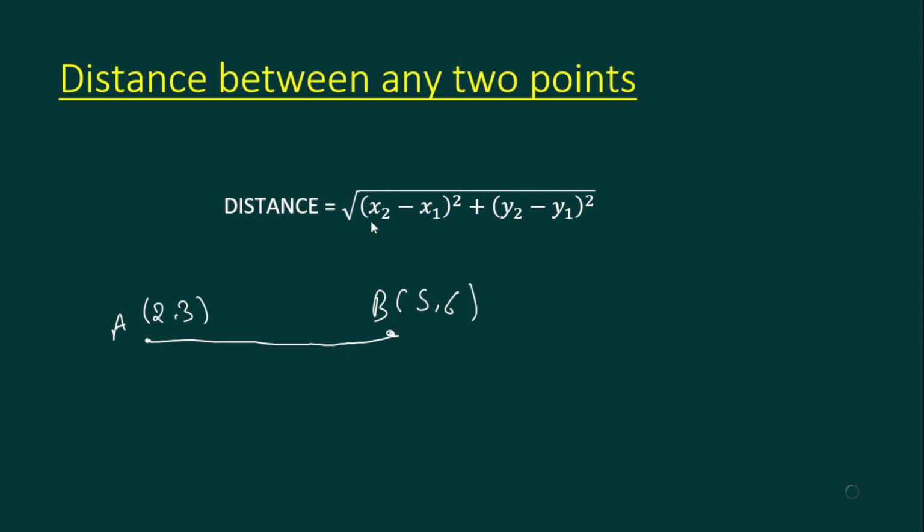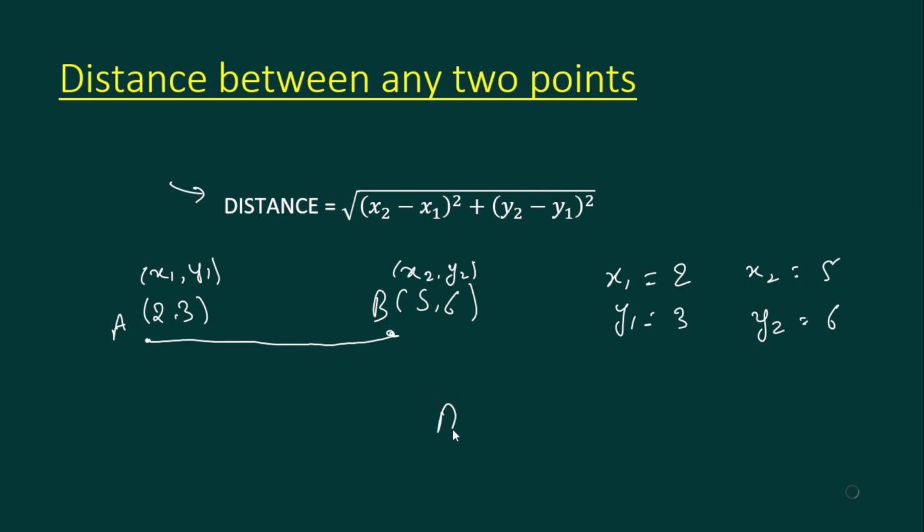So how will we calculate the distance between 2 points? Here we have a formula. The distance between 2 points is nothing but the square root of (x2 minus x1) square plus (y2 minus y1) square. This is our x1, y1, and this is our x2, y2. So we know that x1 is 2, y1 is 3, x2 is 5, and y2 is 6.